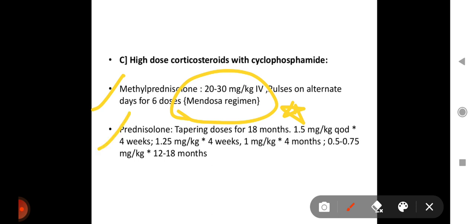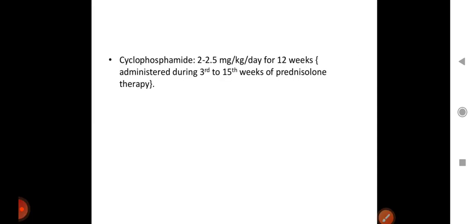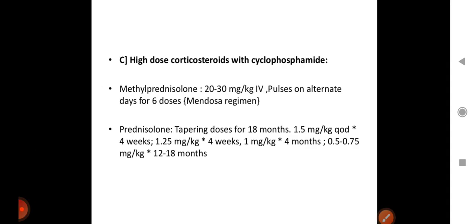dose for 18 months, 1.5 mg per kg alternate day for 4 weeks. Then we just taper the dose, 1.25 mg per kg for the next 4 weeks, then 1, then 0.5 to 0.75 for 12 to 18 months. We continue prednisolone on alternate days. Cyclophosphamide is given 2 to 2.5 mg per kg per day for 12 weeks, administered during 3rd to 15th weeks of prednisolone therapy. I hope you have understood this.